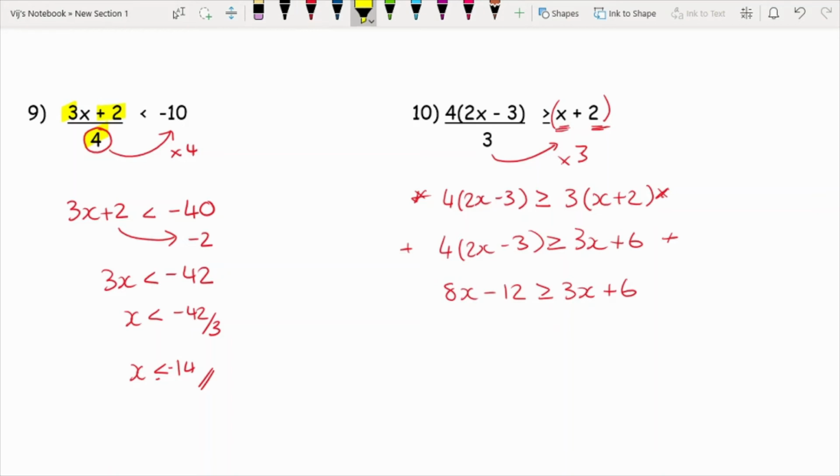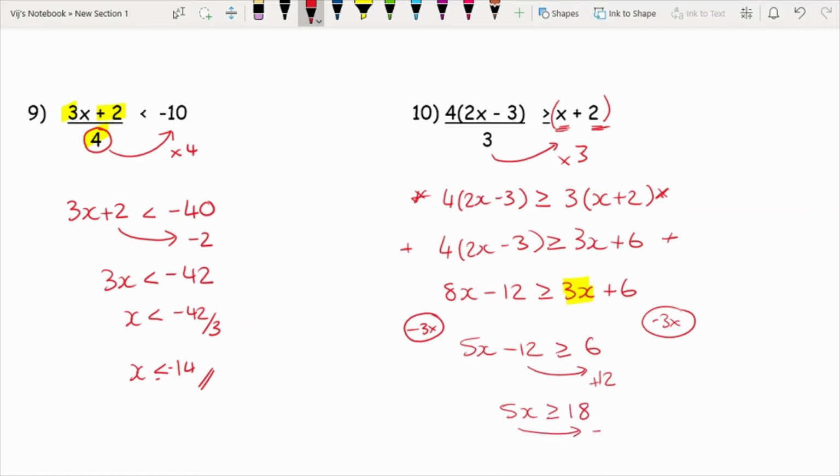Again, we get rid of the smallest amount of x, which is the 3. So if I take away 3x from both sides, I end up with 5x minus 12 is greater or equal to 6. Take the 12 over to the other side by adding 12. So I've got 5x is more or equal to 18.